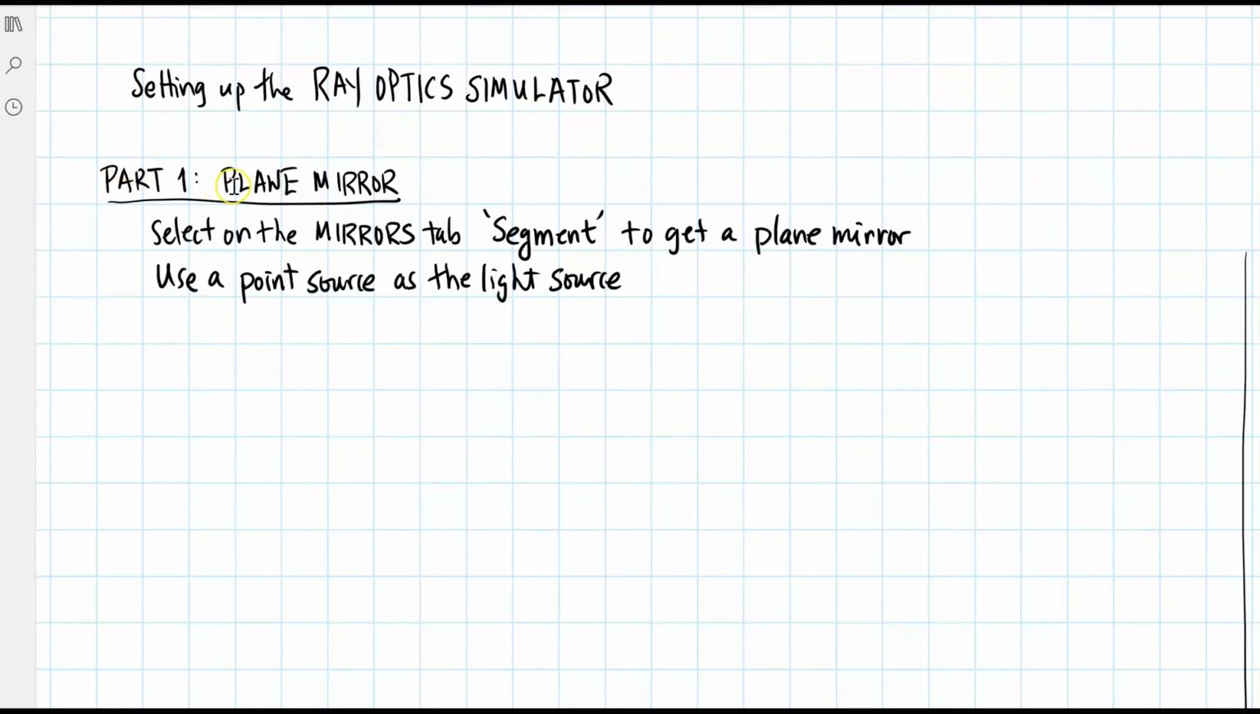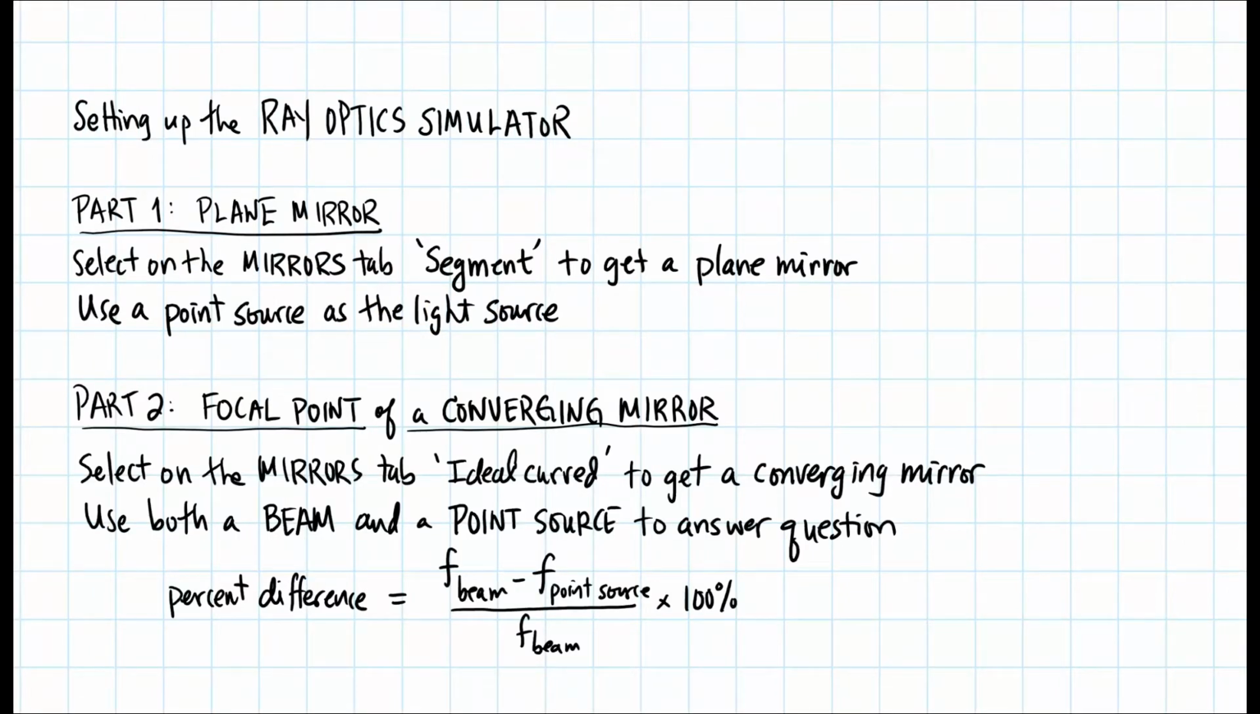For part 1, plane mirrors, select the mirrors tab to get the segment, and this is the same as the plane mirror. Then use a point source as a light source to answer the questions. Part 2, focal point of a converging mirror. Select the mirrors tab to get the ideal curved mirror, and then you have to set the focal length to get a converging mirror. You should use the same focal length in part 2 as you use in part 3. Then use the beam and the point source to answer the questions.